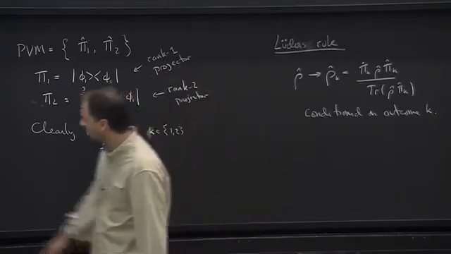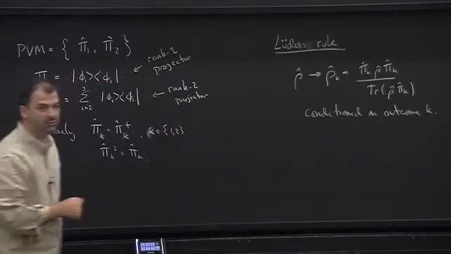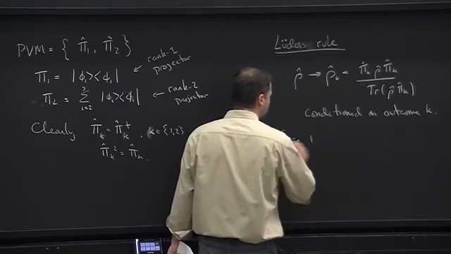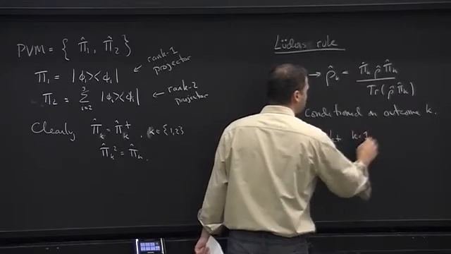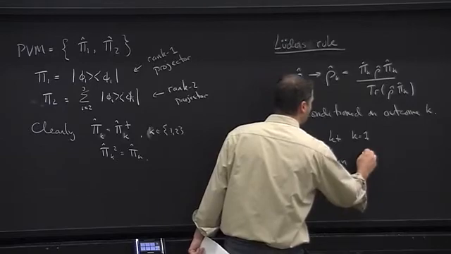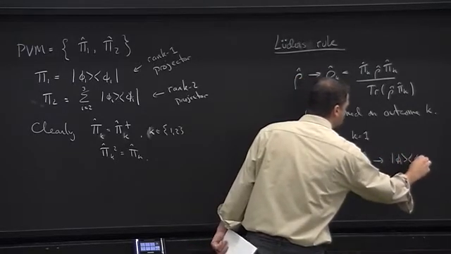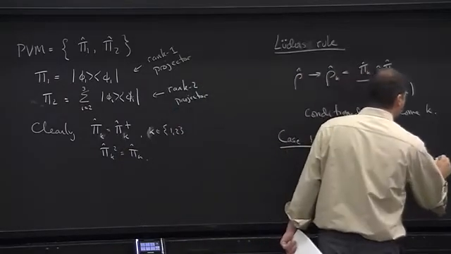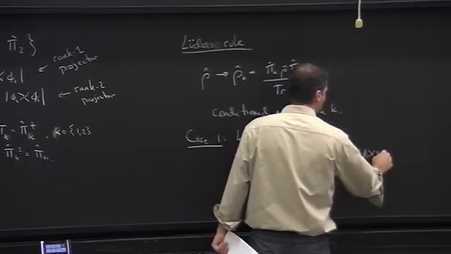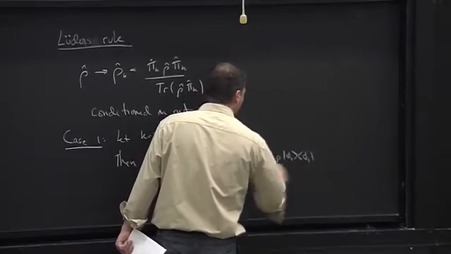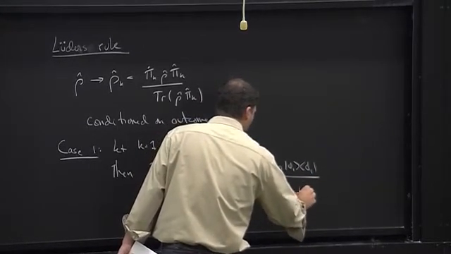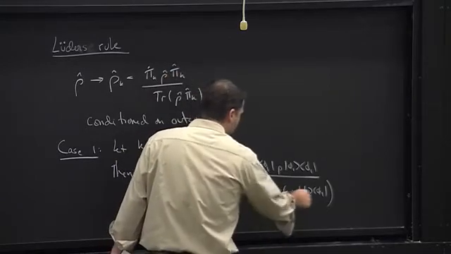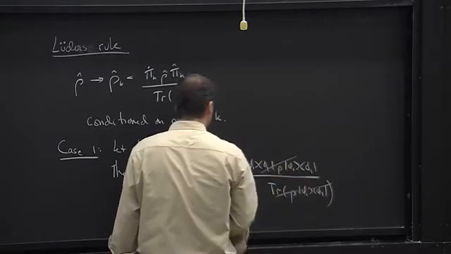Okay, so now let's do this. We have an arbitrary superposition. It's a pure state. We do this two-element PVM, one of which is a rank 2 projector. So let's look at the cases. Case 1 is let k equal 1. Okay, this is trivial. Then rho goes to |phi_1><phi_1|. And you can see this because we have pi_1 rho pi_1 divided by the trace of pi_1 rho pi_1, and this piece cancels with this piece, and we get |phi_1><phi_1|.